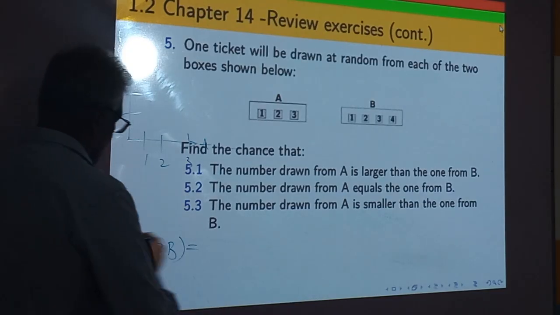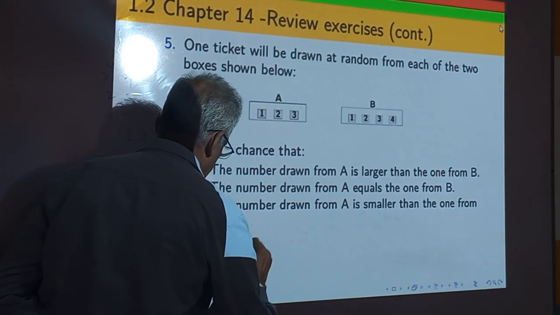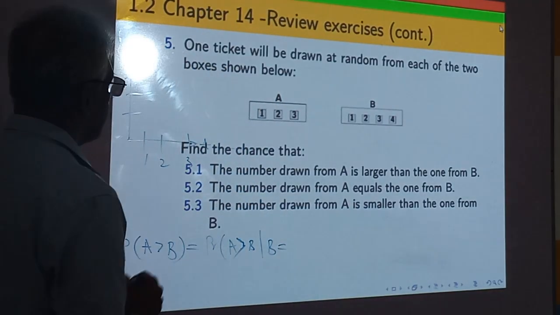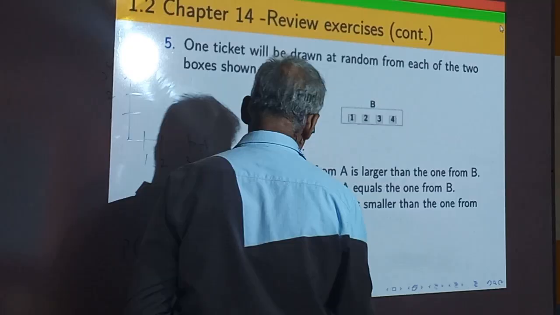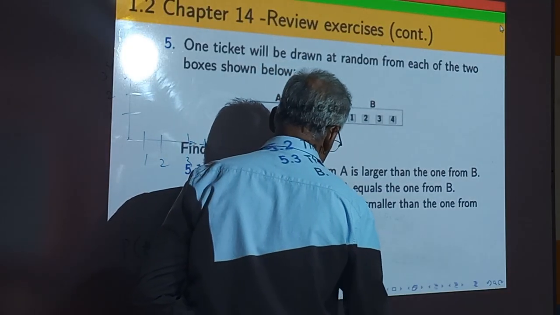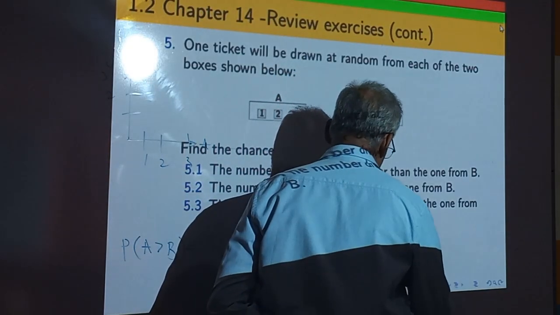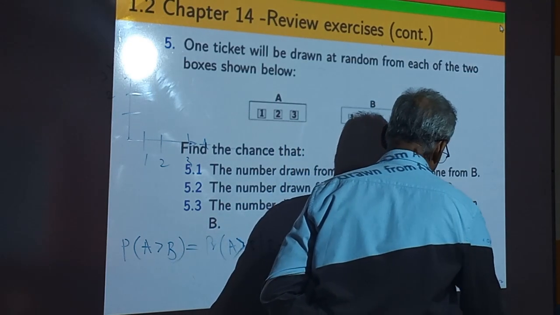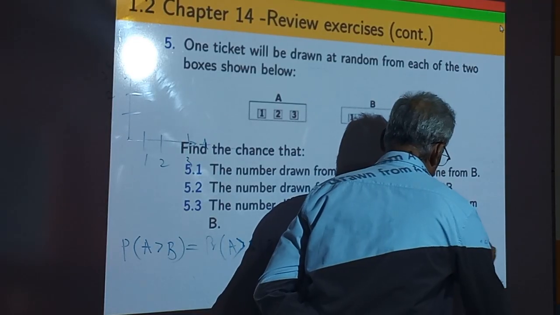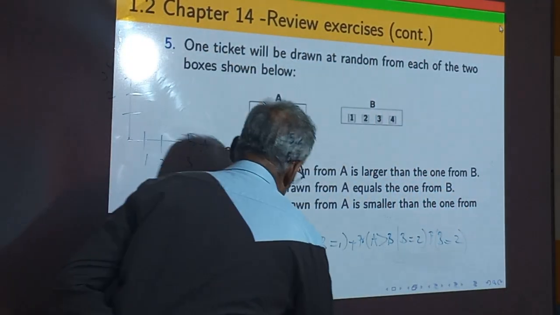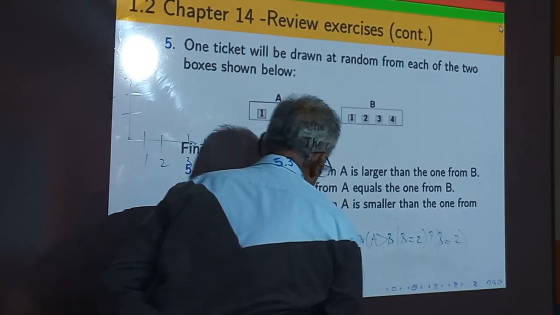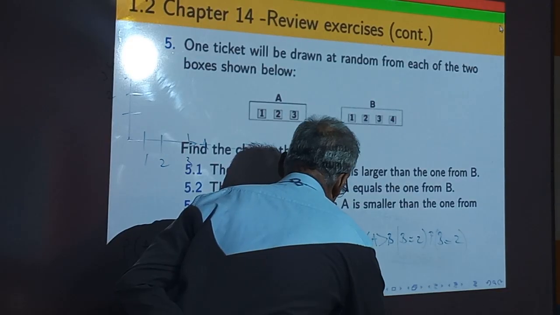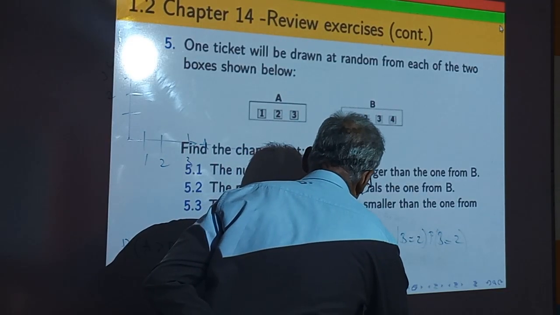But if you use the rule, then you have to say, for example, probability A greater than B given B is equal to 1 times probability B is equal to 1, plus probability A greater than B given B is equal to 2 times probability of B is equal to 2. Like that, you can look at the total probability and then calculate, so that you get the same answer. Then probability A greater than B given B equal to 3.